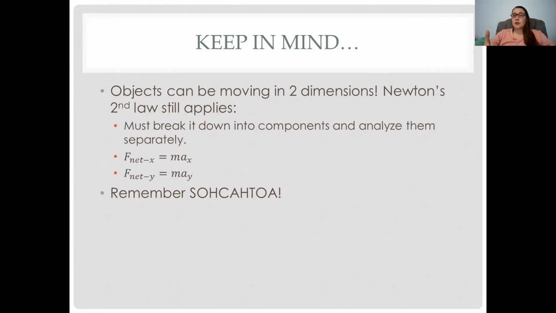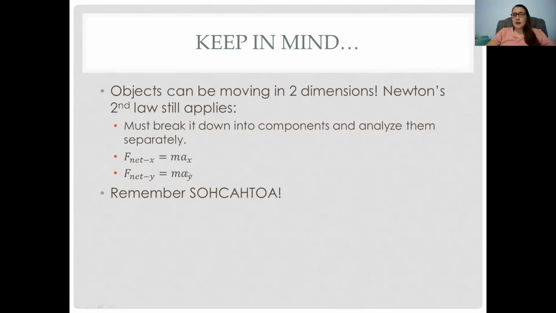Now, keep in mind here that the mass of the car doesn't change. It's not like I have one mass when I'm traveling horizontally and a different mass when I'm traveling vertically. No, the mass is the same, which is why we don't have m sub x and m sub y here. But our net forces may not be the same. Our accelerations may not be the same in both directions.